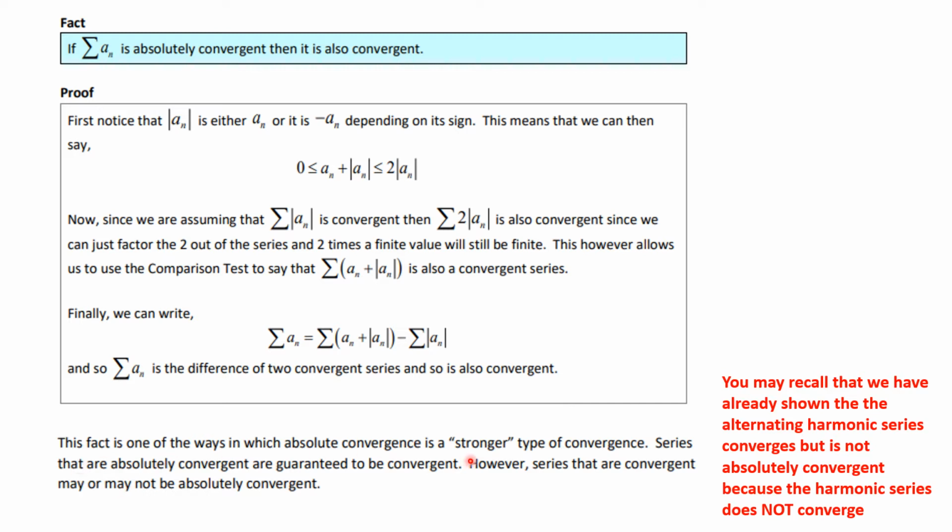This fact is one of the ways in which absolute convergence is a stronger type of convergence. You see, series, if they're absolutely convergent, then they have to be convergent. However, series that are convergent may or may not be absolutely convergent. And in fact, relative to that, you may recall that we have already shown in previous lectures that the alternating harmonic series does converge, but is not absolutely convergent, because if you take the absolute value of each term of the alternating harmonic series, you get the harmonic series, which we know does not converge, and we have a couple of proofs of that. So these are the examples that we're talking about here.